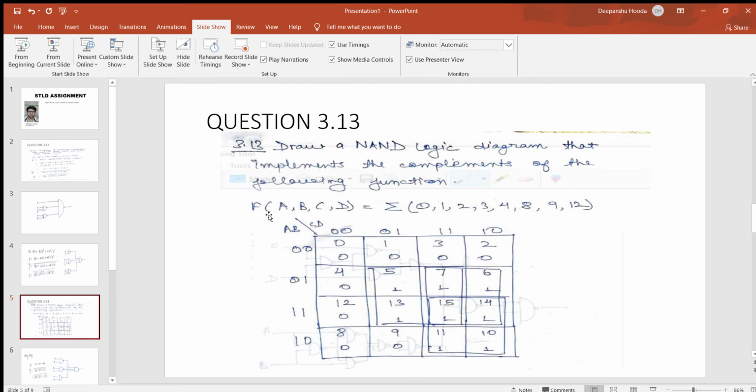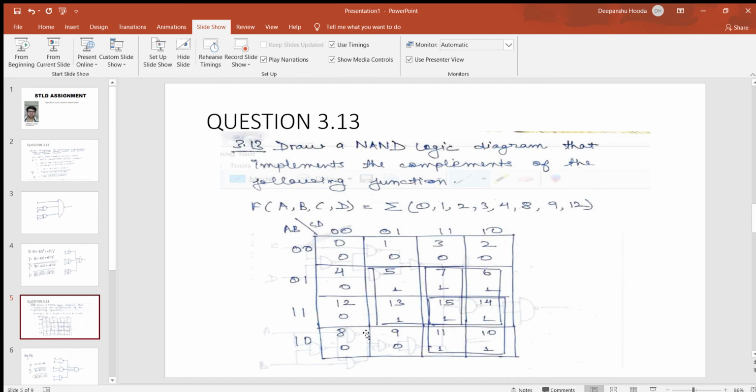So we have the four variable K-maps. I have just drawn the table right here. This is a very easy step and I hope everyone knows this. We have 0, 1, 2, 3, 4, and we put 0 in all these places because we have to find the complement of this whole function. So we come up with this table.